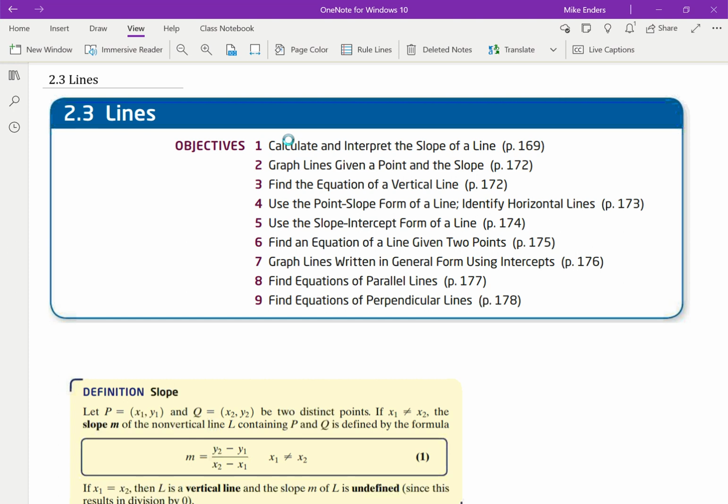So with our lines, there are multiple things that we can take a look at, and 9 different objectives listed in our textbook as far as what we want to take a look at today. And so I'm not going to read through all of those. You can take a look at those, pause the video if you want, and then come back through.